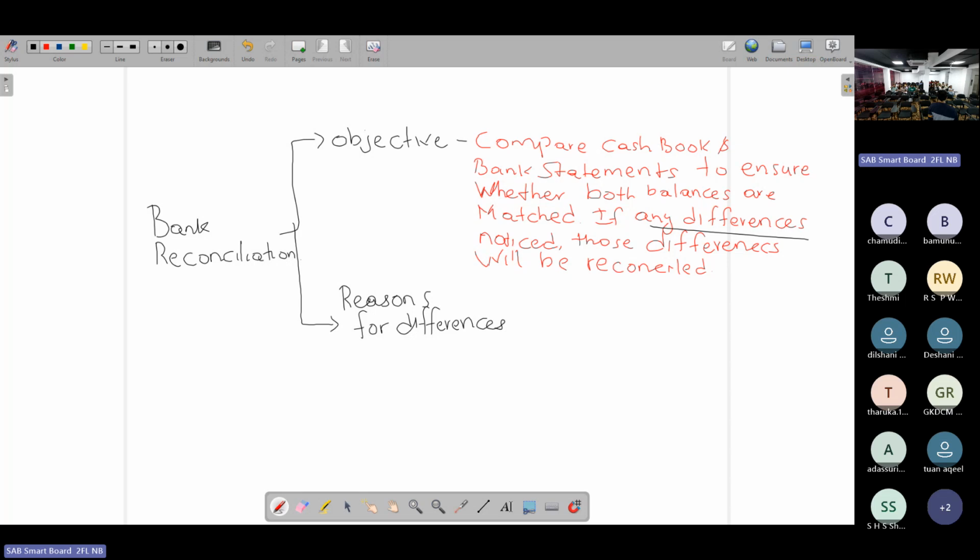Standing orders, where payments have been directed in the bank. Okay, that's also fine. Payments have been directed in the bank, but those have not been incorporated in the cash book. Fine. Bank errors, but a very rare situation. Yeah, whatever you told, those are correct. So first one, differences, reasons for differences.